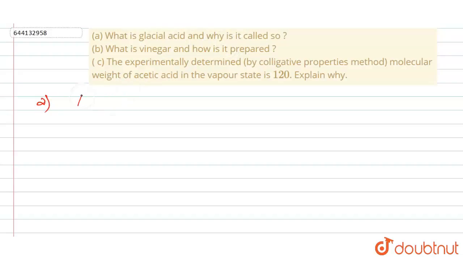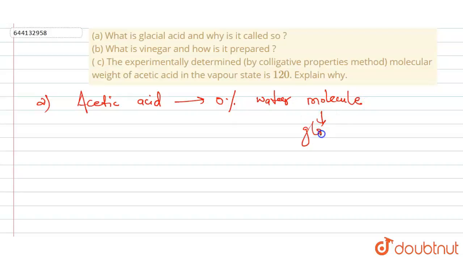So as we know that acetic acid which is having 0% of water molecule is called glacial acid. So how is it prepared?